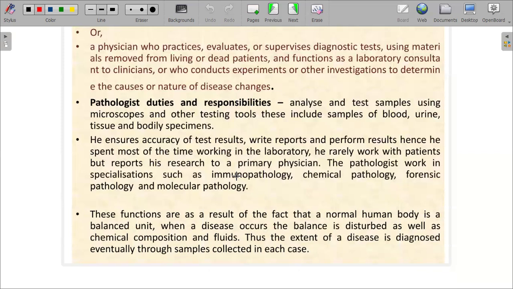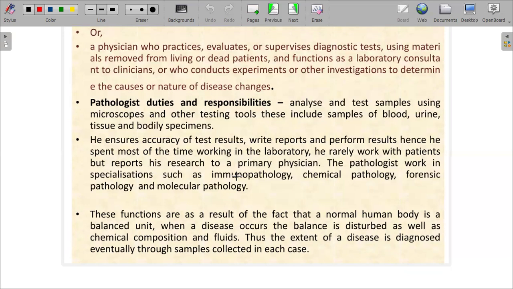A pathologist's duties and responsibilities: one, he analyzes and tests samples using microscopes and other testing tools. These include samples of blood, urine, tissue, and other bodily specimens. So in other words, you need to understand that a pathologist has the responsibility of testing samples, which he can test through microscopes and other testing tools, which can be of blood, of urine, and any other bodily tissues, which are bodily specimens.